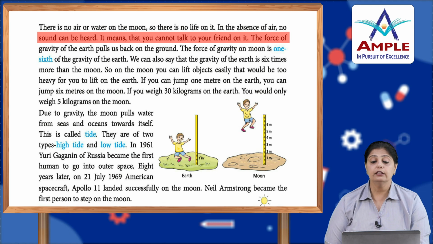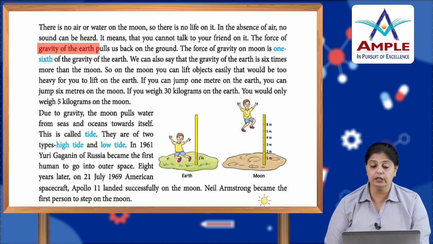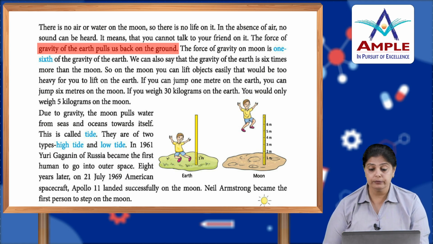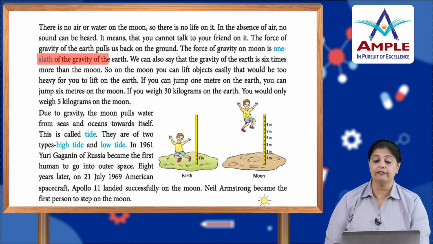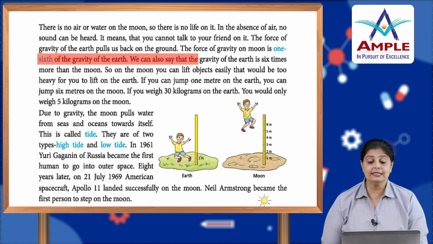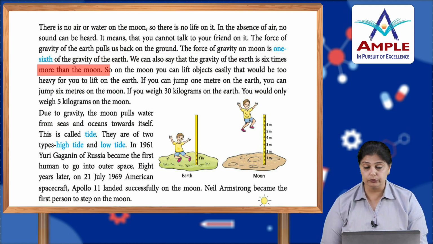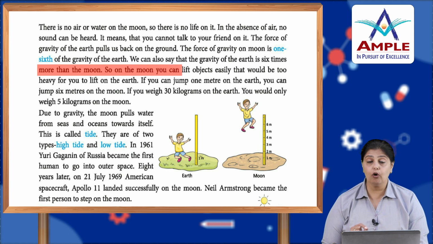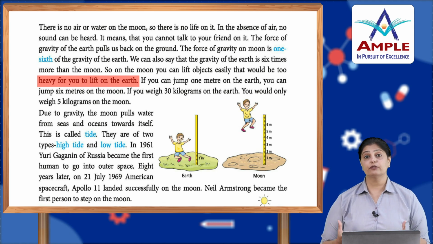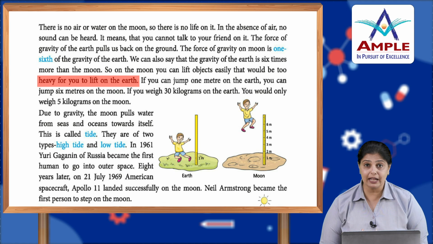The force of gravity of the earth pulls us back on the ground. Because of the gravity, we are able to stand on the ground. But the force of gravity on the moon is 1/6 of the gravity of the earth. So, we can say that the gravity of the earth is 6 times more than that of the moon. That is why on the moon you can lift objects easily that would be too heavy for you to lift on the earth. That is because of the gravity. It is 1/6 of that on the earth.